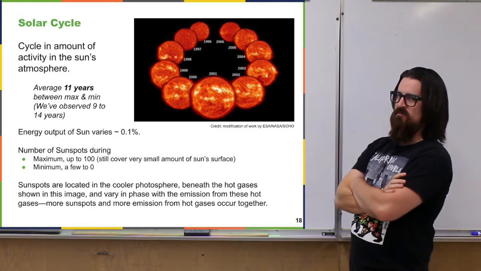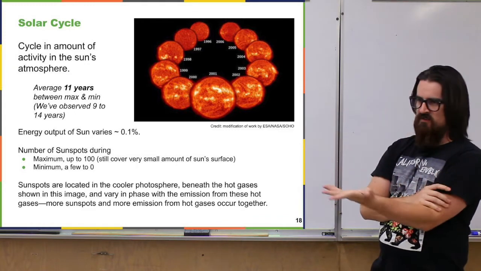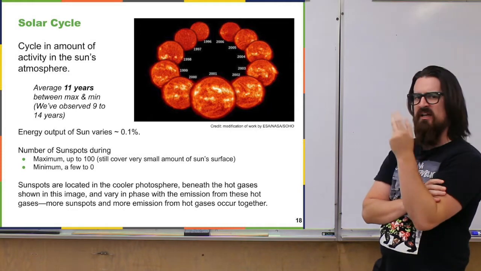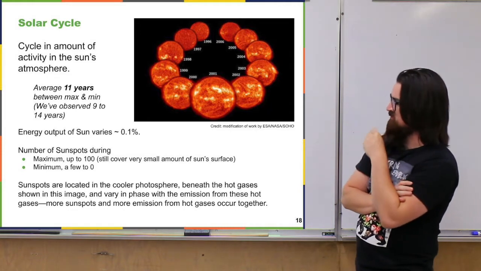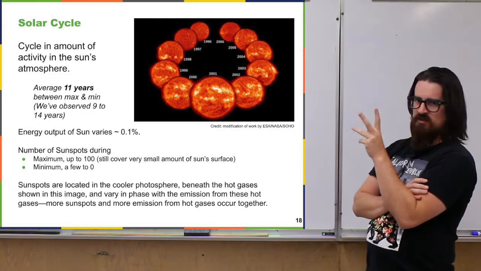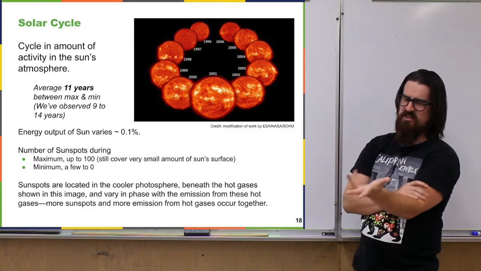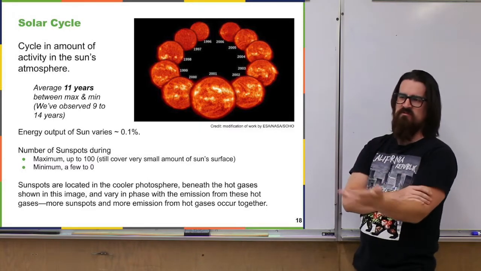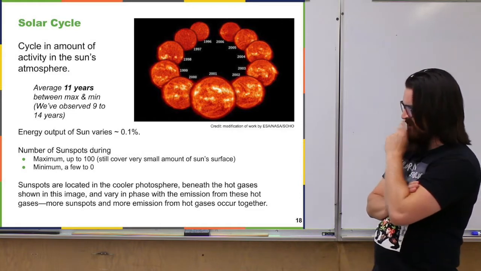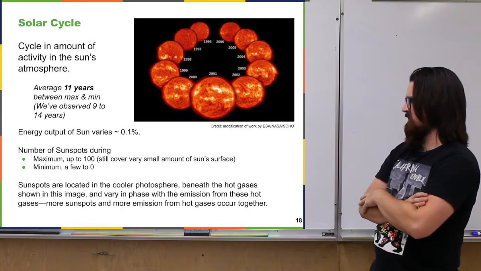If we look at the number of sunspots throughout this cycle, it can be as few as none at the minimum, usually still a couple, but sometimes as little as 0 sunspots overall, up to a maximum of around 100. Generally in a maximum there's a couple dozen, but we've seen maximums that are really intense, with 100 sunspots over the surface. Even still, that's a very small area of the sun's surface, but it's a lot of sunspots, so a lot of activity.